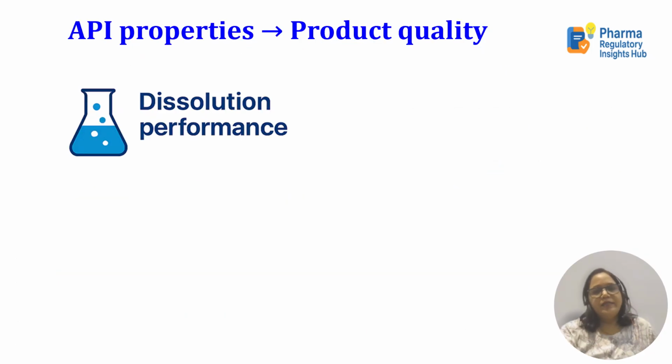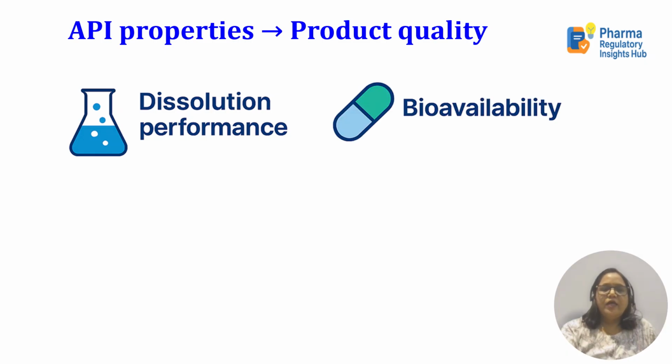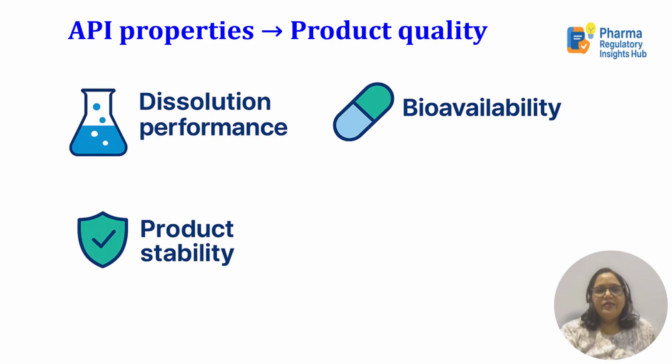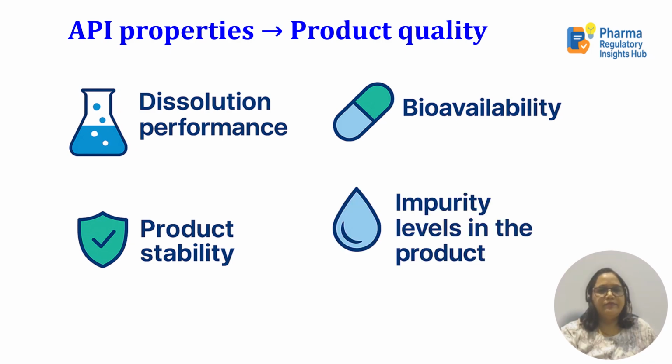Like if particle size changes, resolution changes. If the polymorphic form changes, bioavailability can shift. And if the API is unstable, product shelf life gets impacted. If impurities change, safety, stability, and regulatory acceptance can be impacted.